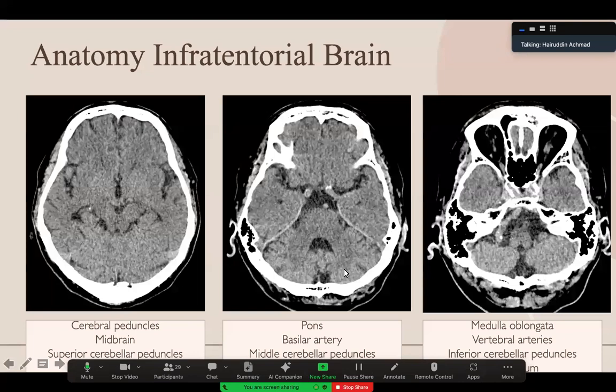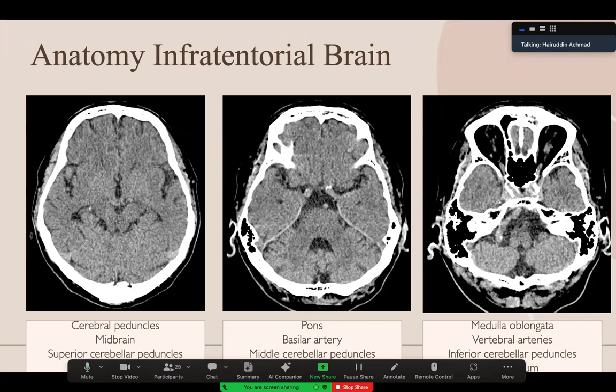As we scroll further down, you start seeing the medulla oblongata. In this region, you start to see what we call beam hardening artifacts. Because of the very dense bone here, the X-rays will be absorbed by the bone, so there will be a deficiency of X-ray photons here, causing it to become dark. That's normally confusing, so it's difficult to diagnose stroke here, especially in the medulla oblongata.